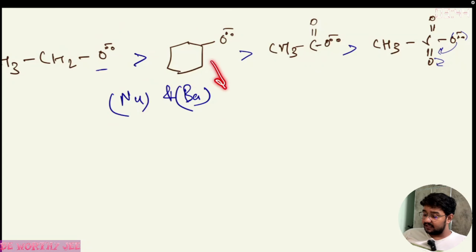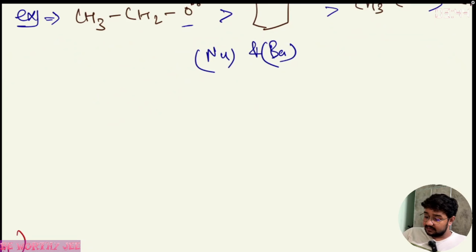So we will discuss case 3 right now, and similarly the O charge is distributed, and it will show a minus M effect, and it is also delocalized into oxygen. So the nucleophilicity order is like that. And let's discuss the case third.